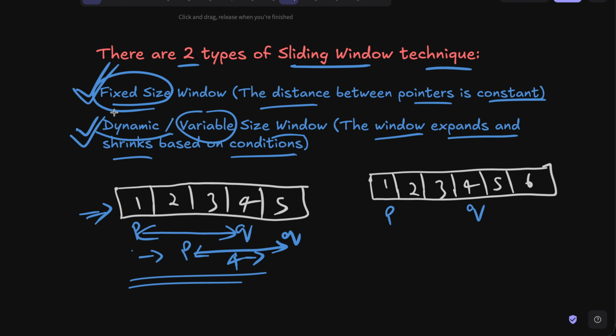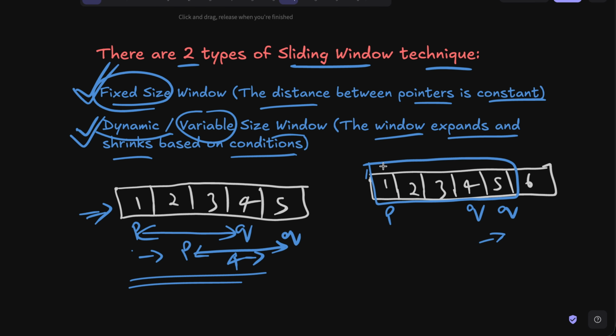Now in the dynamic type of sliding window technique, we have a few things to notice. First of all, these P and Q pointers do not need to maintain a fixed length between them. So if I decide to shift Q to here, I don't need to shift P. I can simply increase or decrease the length between P and Q. What this means is that we can effectively increase or decrease the size of the window of elements.